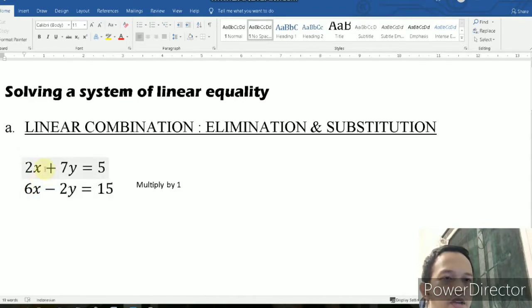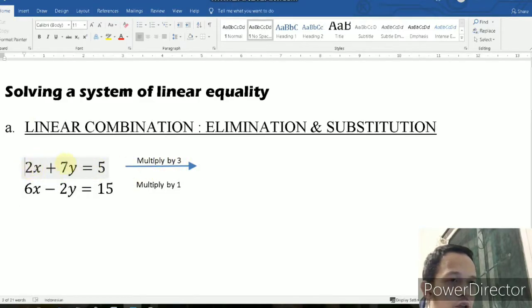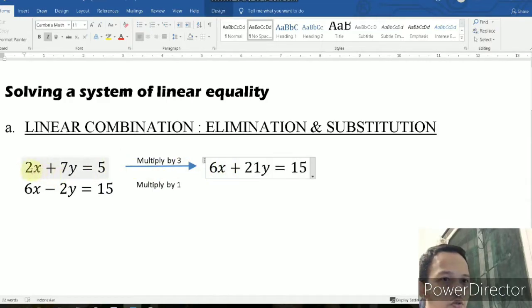It means I need to make both functions have the same coefficient. The first one has 2, the second one has 6. So I need to make both equations have the same coefficient by multiplying the first function by 3. We multiply all of this by 3, and then I have this one. 2 times 3 is 6, so we have 6x plus 21y equals 15.